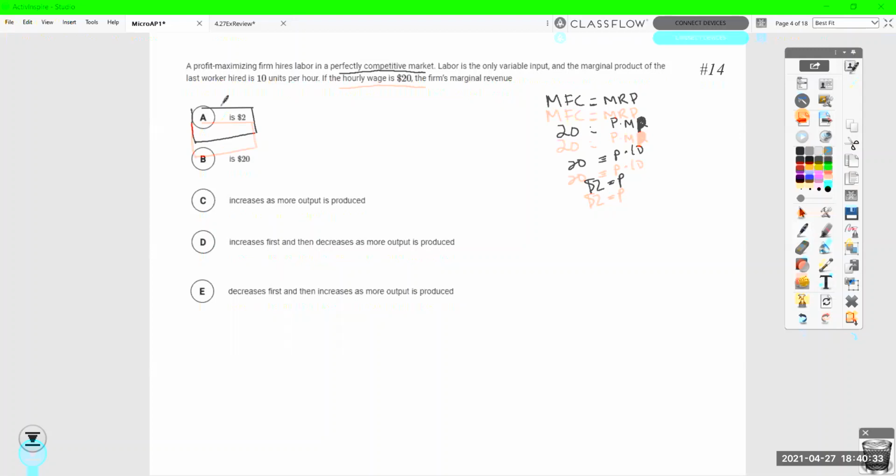Now, did you guys notice that I said price, but it was actually asking about marginal revenue? And that's because it's in a perfectly competitive market. So price is equal to marginal revenue. Yep. This is the only case that we can say this, because the firm was in a perfectly competitive market.